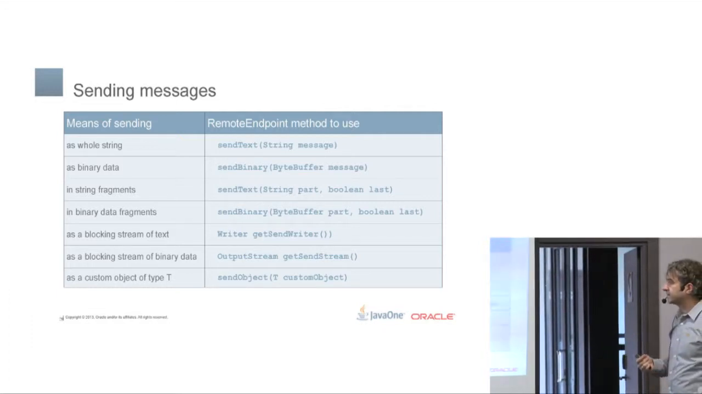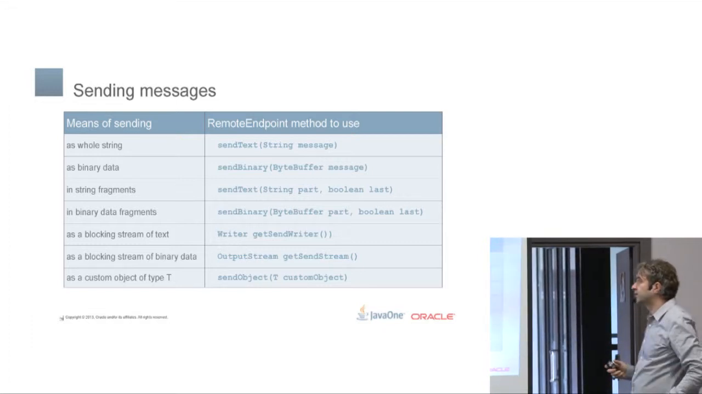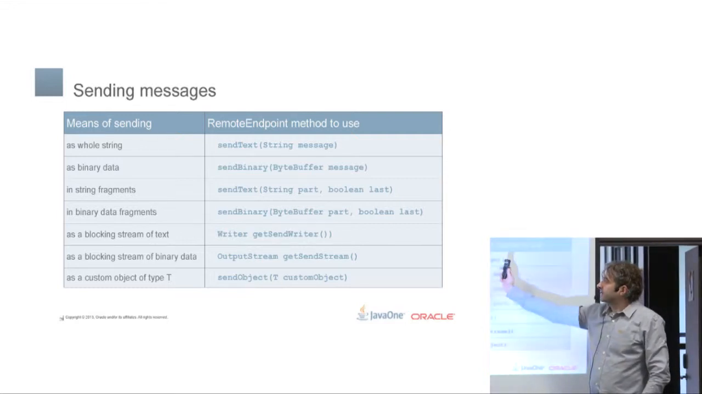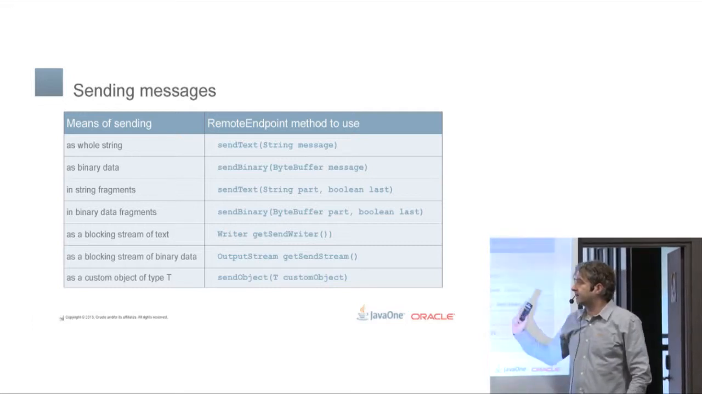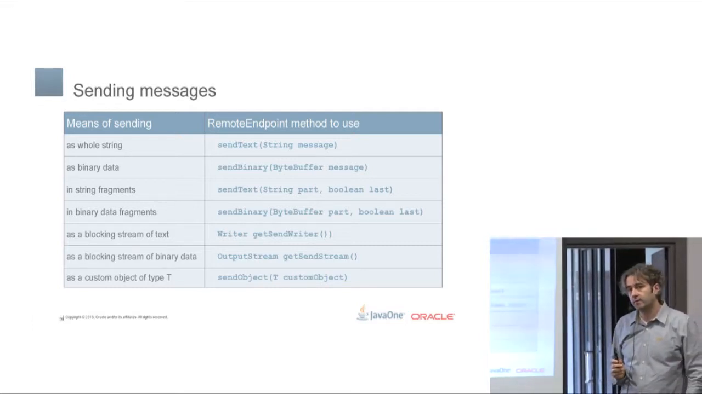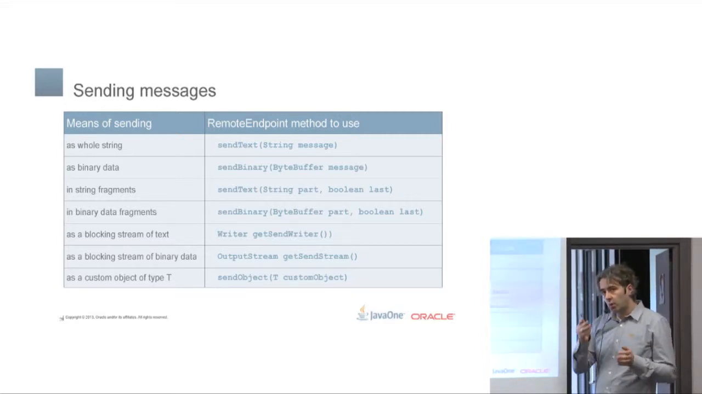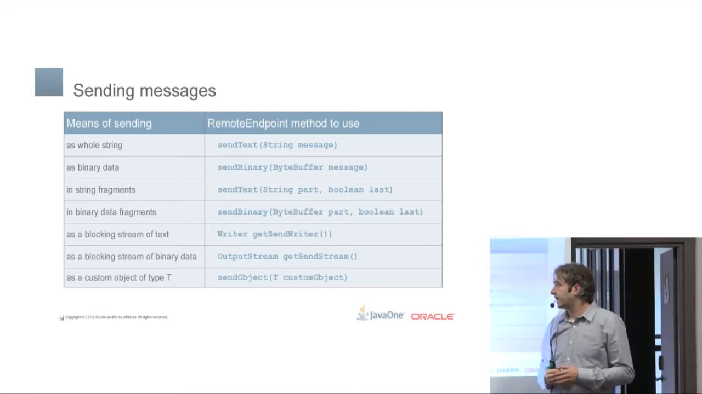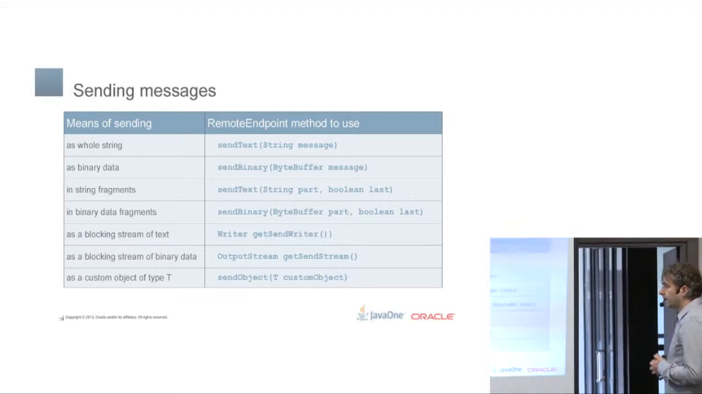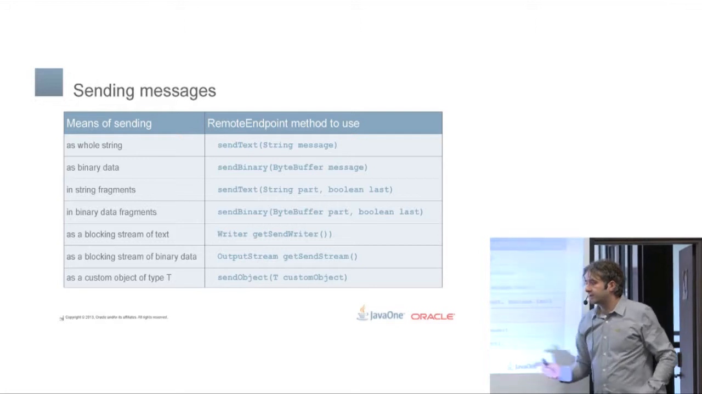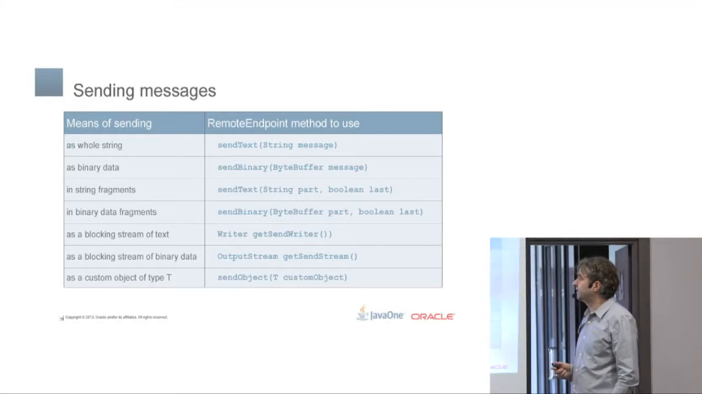So these are the signatures of the different methods you can use to send payload. You see that we can send text, we can send binary, we can send text and binary payload in fragments. So the idea is that the WebSocket implementation will chunk the payload into different fragments, and the other side will receive them as fragments. The last one is quite interesting. We can also send custom objects, and I will explain later what this is used for and why it's useful.